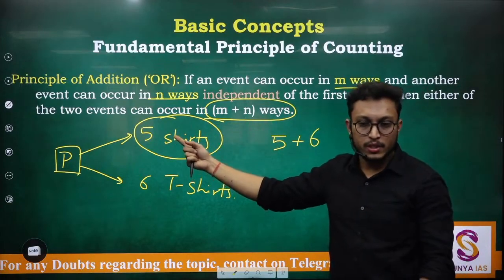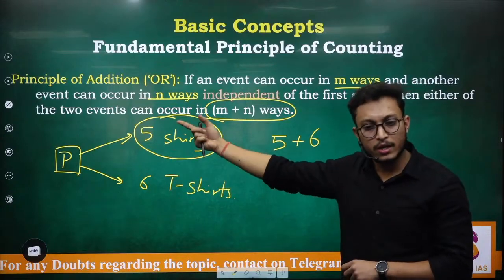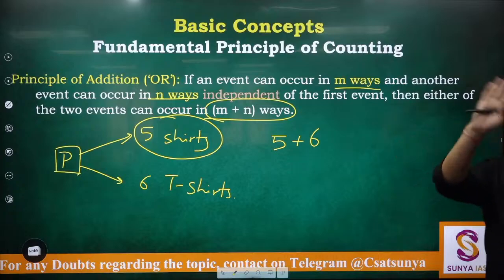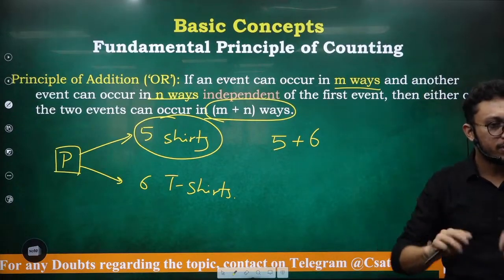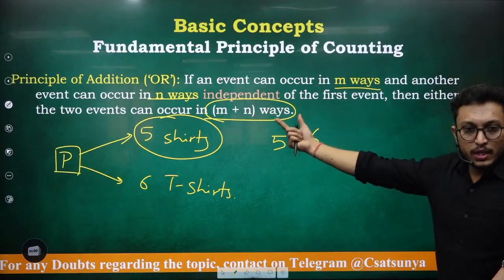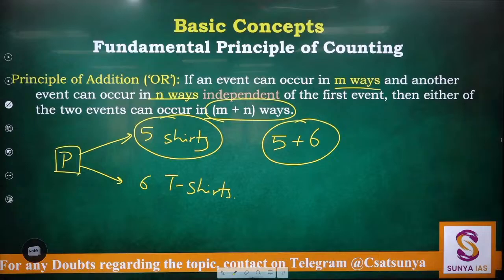because if I am wearing a shirt, I cannot wear a t-shirt. If I am wearing a t-shirt, I cannot wear a shirt. These are two separate events. I am not considering a case in which you wear a shirt over a t-shirt. Then either of the two events can occur in m plus n ways. Basic. Online people, I will be seeing your doubts.